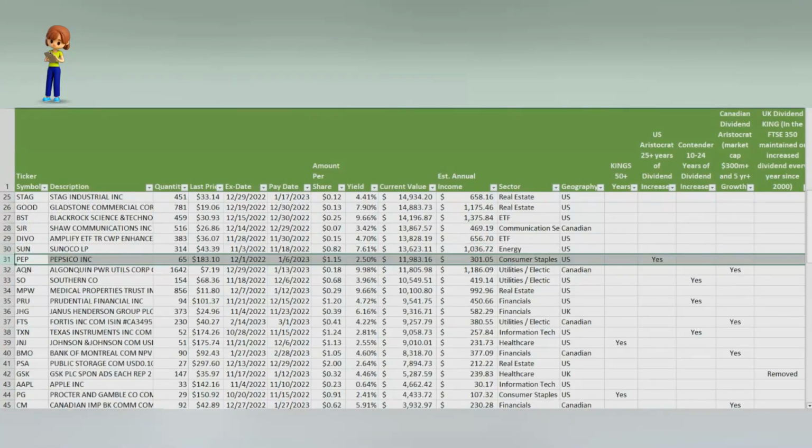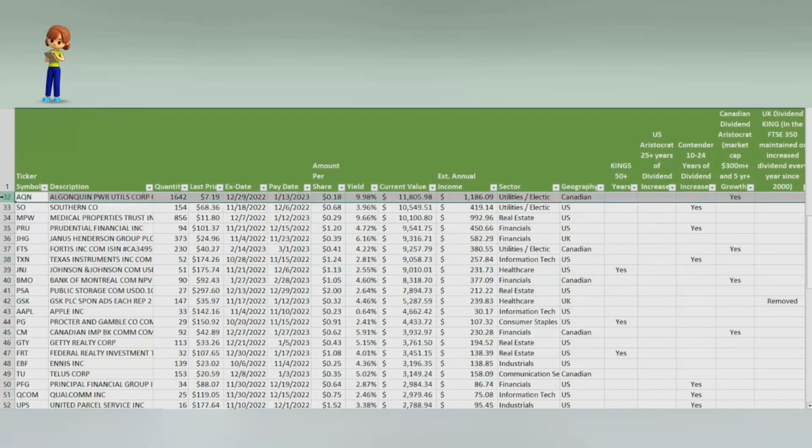And this position, Pepsi, rounds out my top 30 positions. With 65 shares and almost $12,000, I'm getting about $300 from Pepsi. Pepsi is a solid company with great growth and a dividend aristocrat. So with that being my top 30, I've got about 74 total holdings.